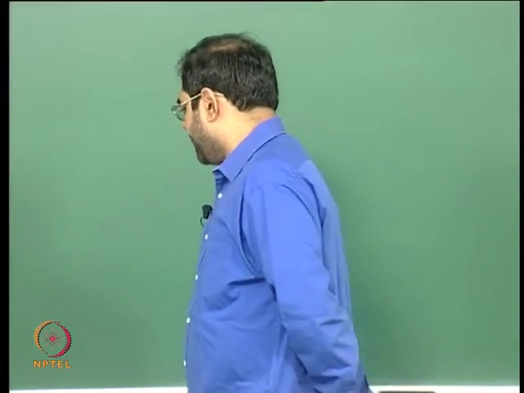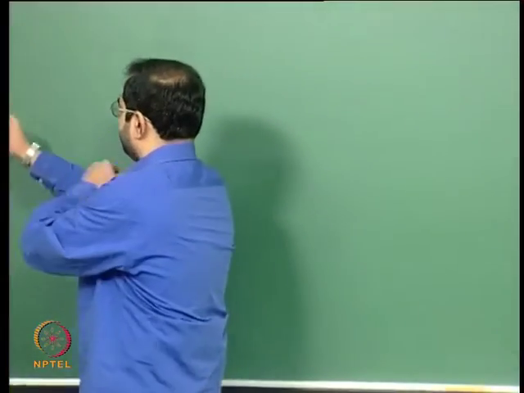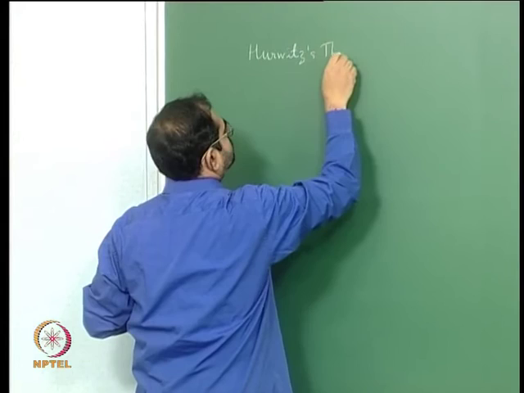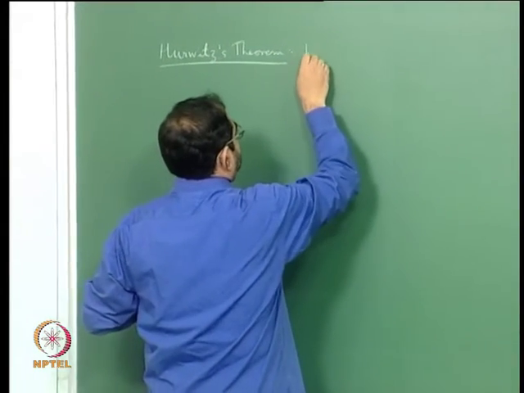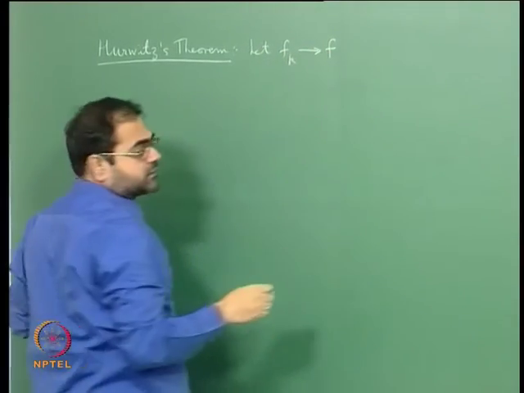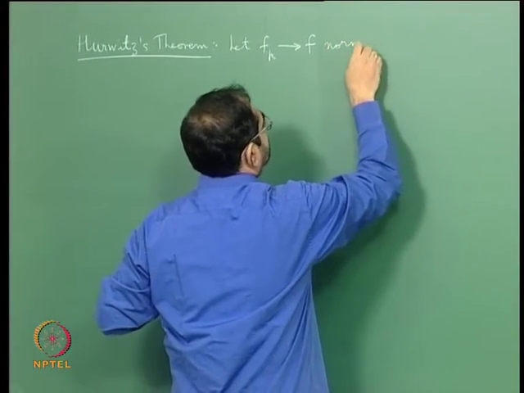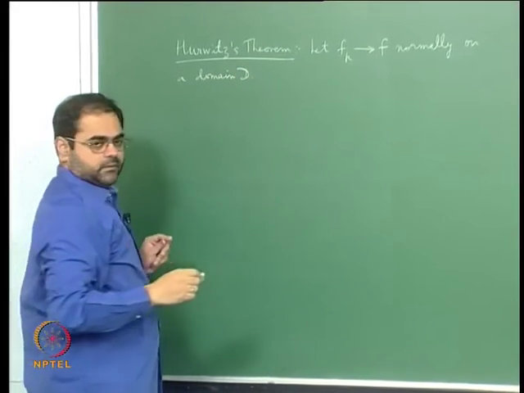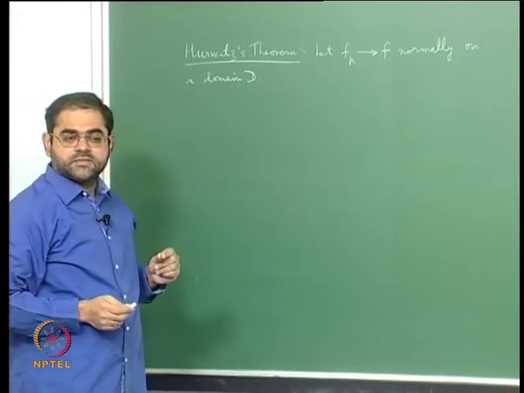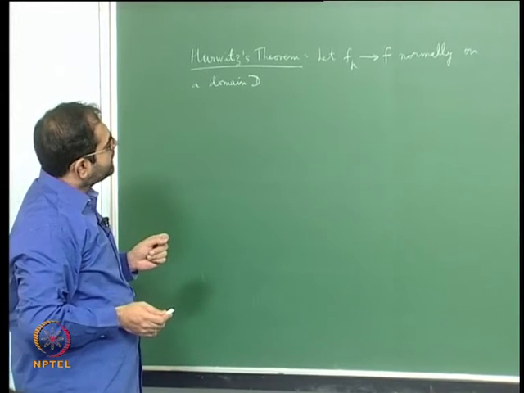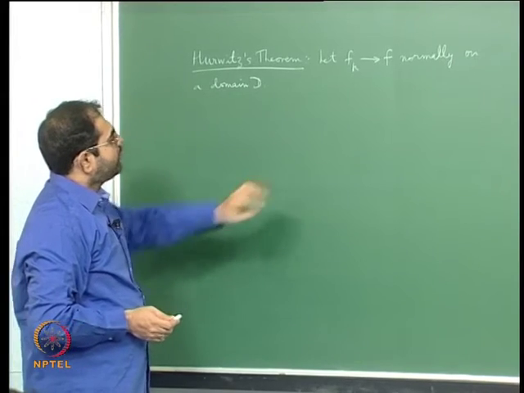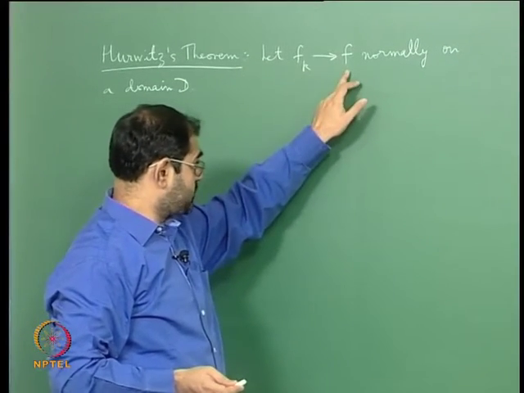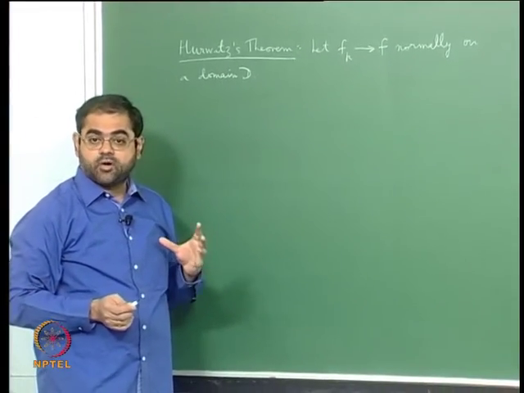Okay, so let me just recall that. So here is Hurwitz's theorem. You assume that f_k is a sequence of analytic functions which converges to the function f normally on a domain D. Let me recall that a domain is an open connected set; it need not be bounded, and of course a subset of the complex plane, and all these f_k's are analytic functions defined on D, and the statement that f_k converges to f normally means that the convergence is uniform on compact subsets.